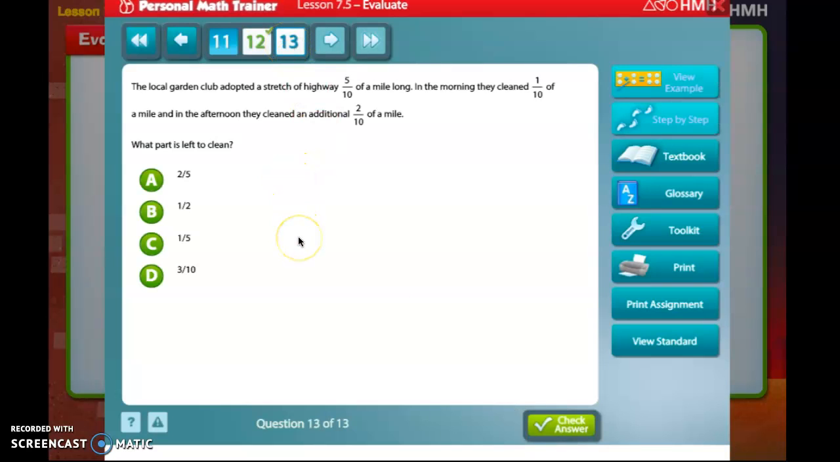Okay, number 13. The local garden club adopted a stretch of highway, 5/10 of a mile long. In the morning, they cleaned 1/10 of a mile, and in the afternoon, they cleaned an additional 2/10 of a mile. So what I need to figure out here is how much of the afternoon and the morning did they clean, right? So I have 2/10 for the afternoon and 1/10 for the morning. I know I can add the numerators, which is 1 plus 2, to get 3 over 10. So they cleaned 3/10 of a mile. I'm going to take that 3/10 and subtract it from 5 over 10.